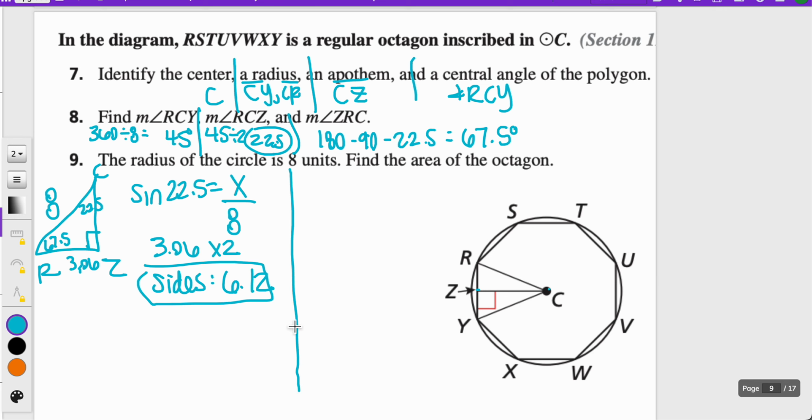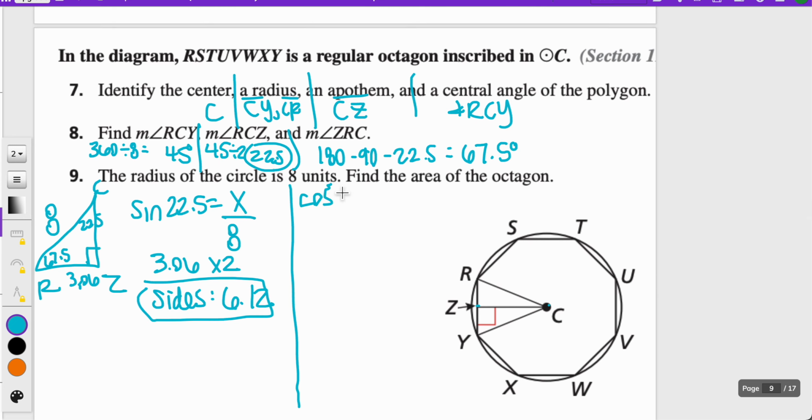Then the next thing I'm going to look at is to find the measurement of C to Z. So we could maybe use cosine of that. So let's do cosine of 22.5 is equal to adjacent over hypotenuse, so x over 8. So again, multiplying cosine of 22.5 times 8, and I'm going to get about 7.39.